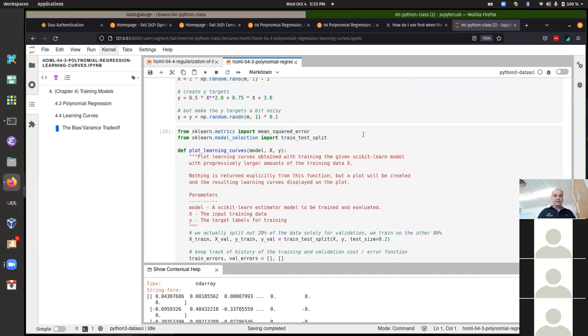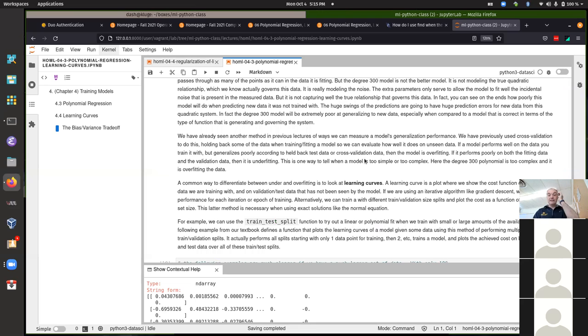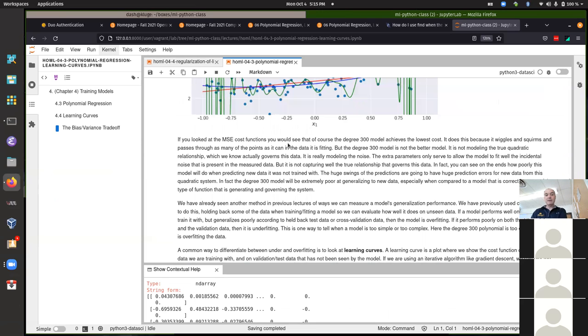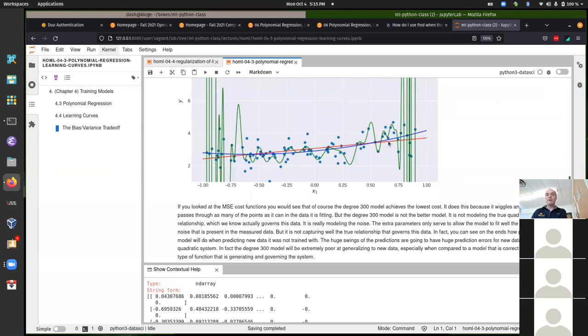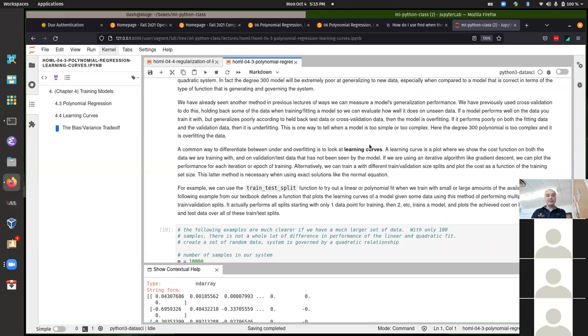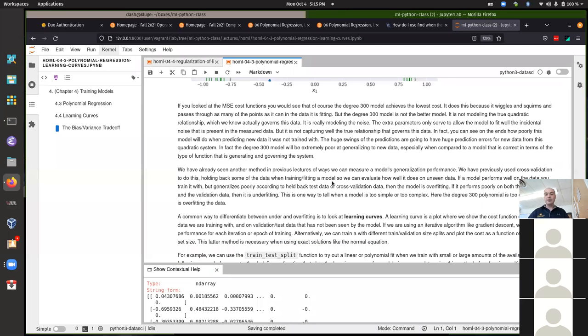All right. So the question becomes, how can we detect overfitting and underfitting? And how can we determine whether our models are able to generalize well or not? That's where learning curves come in, and where doing train test splitting or doing cross validation comes in. Both of those are ways of making some determination of whether you're underfitting or overfitting, and how well your model is able to generalize to data that it hasn't seen before, that it wasn't trained with. All right.